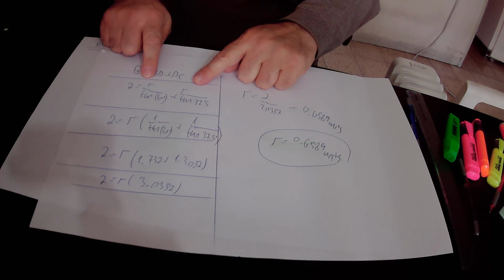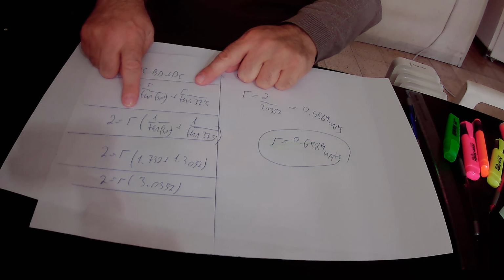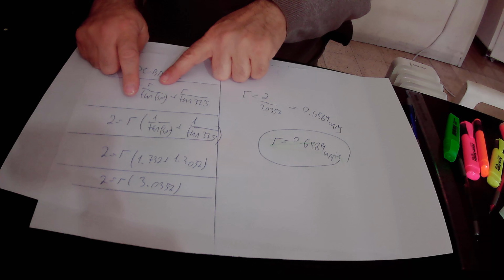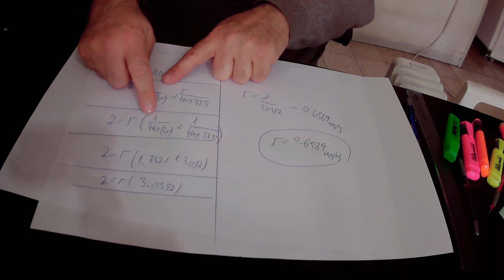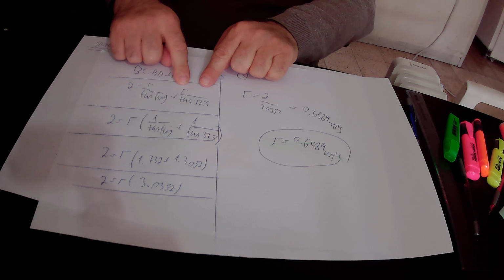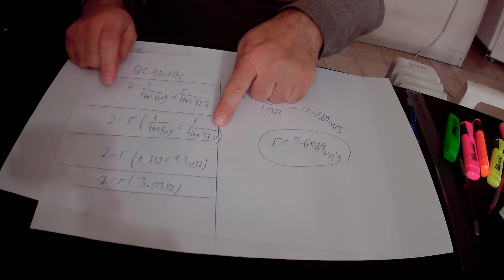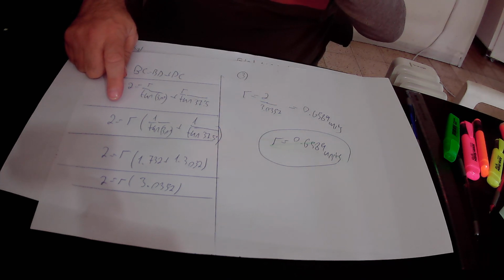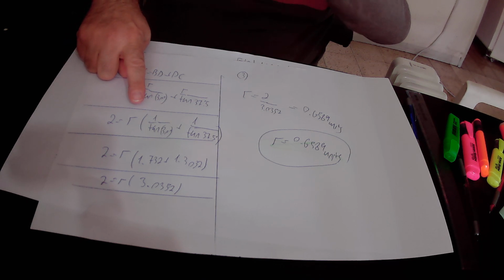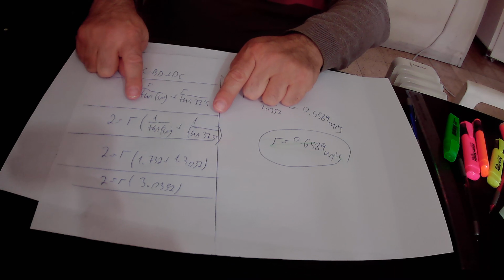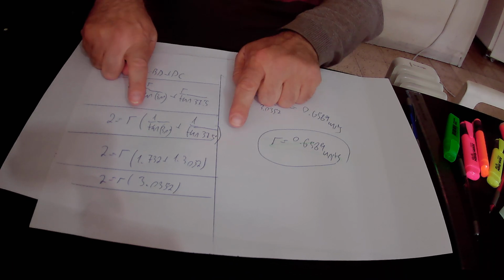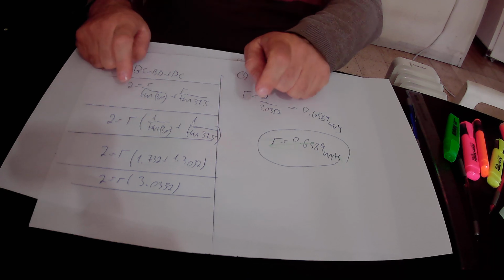Here we take out R as a common factor from those two expressions and find that 2 equals R. What is left from the first expression after we take R out as a common factor is 1 over tangent 30 degrees, and from the second expression, 1 over tangent 37.5 degrees. So 2 equals R times the sum of 1 over tangent 30 degrees plus 1 over tangent 37.5 degrees, both expressions in brackets.